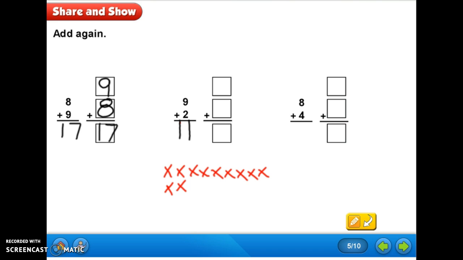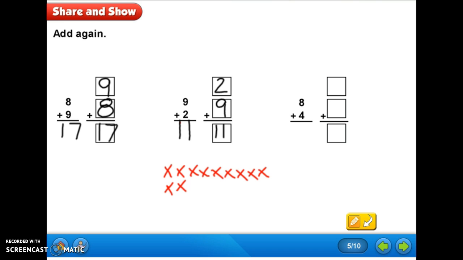All right, let's switch the order of the addends. So I'm going to put my 2 up at the top, and I'm going to put my 9 underneath. Now I know 9 plus 2 equals 11. If all I do is change the order of the addends, my sum or answer stays the same. So 2 plus 9 equals, that's right, it equals 11.